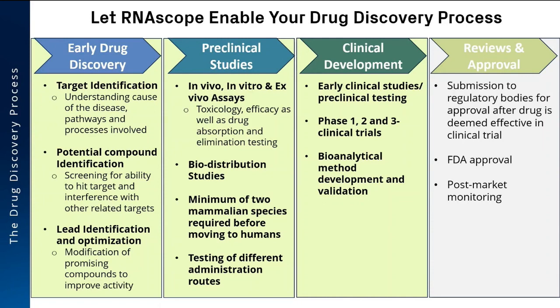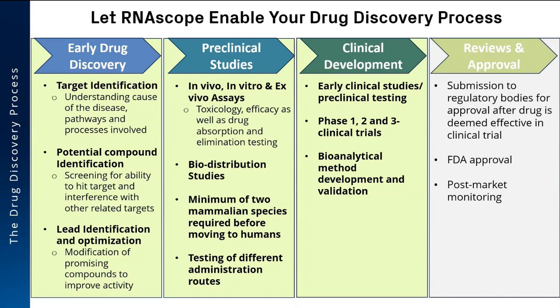I have bolded those steps for which RNAscope and our service team can be a great tool to use. As you can see, except for the final regulatory submission and post-marketing stages, we do have something to offer at every stage of the process. We can help with target identification and validation, lead compound identification and optimization, biodistribution studies once you move into the preclinical study stage, and all the way to testing clinical samples for clinical assay development.